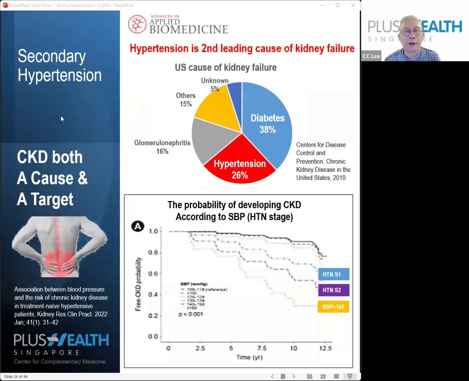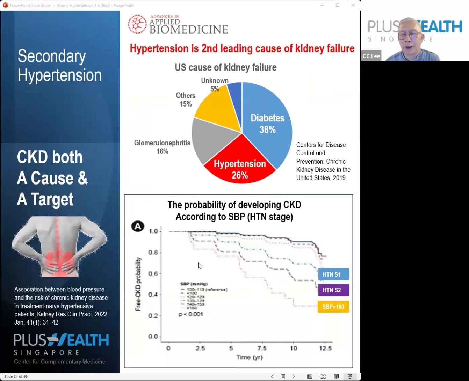Okay, so you can see from here that CKD is both a cause and a target, right? Now you look at the other way around. In fact, hypertension is the second leading cause of kidney failure. So if you're a kidney disease patient itself, diabetes is the primary cause of kidney failure, but hypertension is the second leading cause of kidney failure, right?